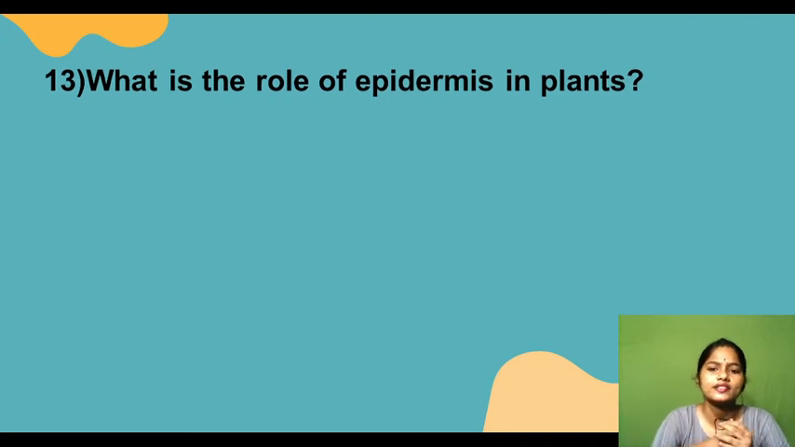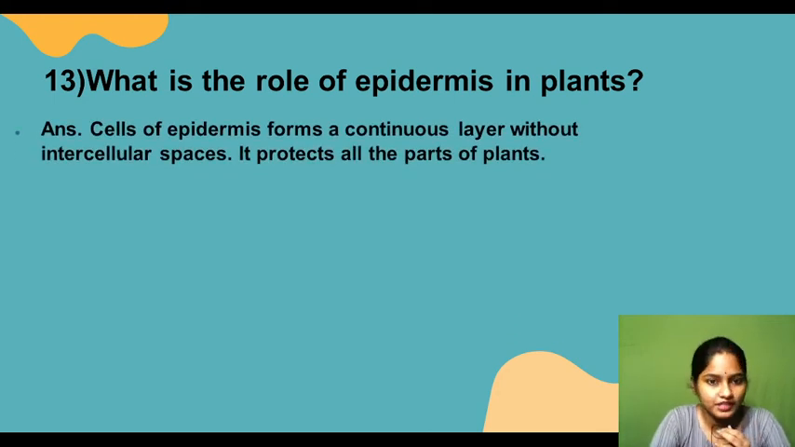Now see, what is the role of epidermis in plants? Epidermis means it is the outer layer. So what is its function? Cells of epidermis forms a continuous layer without intercellular spaces. There is no space between epidermis. Okay, so it protects all parts of the plant because it is the outer covering. What is the function of a outer covering? It will protect. In the same way, it protects all parts of the plants.